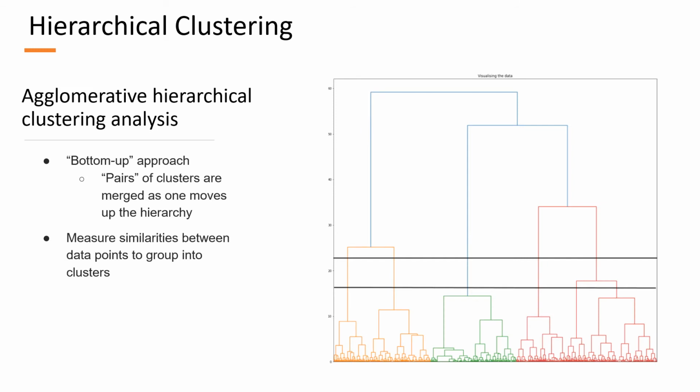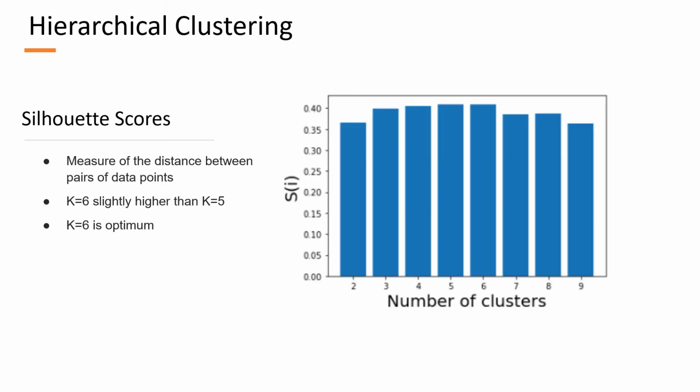For the hierarchical clustering, we performed an agglomerative hierarchical clustering. It is a bottom-up approach where pairs of clusters are merged as one moves up the hierarchy. To visualize the data and the possible number of clusters, we created a dendrogram. We then cut the dendrogram with a horizontal line to create significant clusters. The dendrogram of the data shows that there are at least 5 to 6 possible significant clusters in the data.